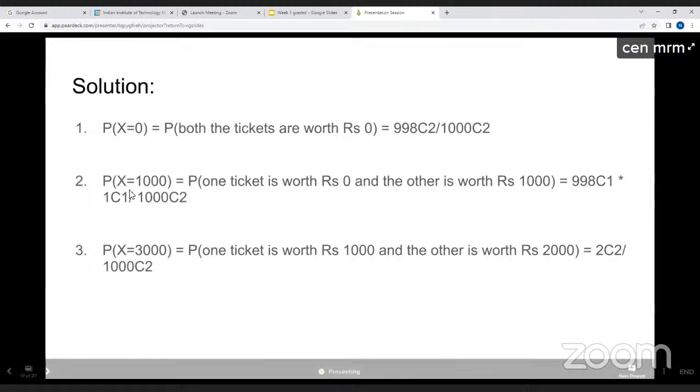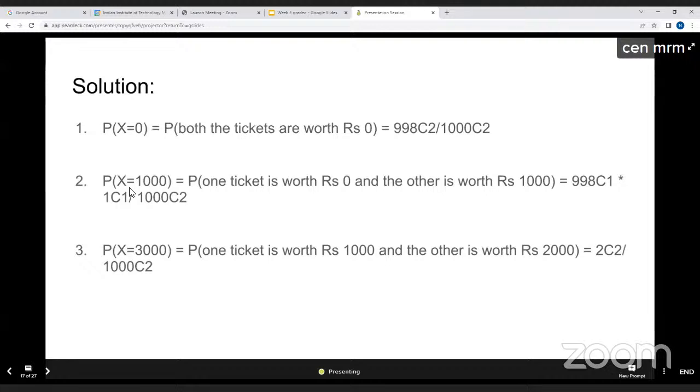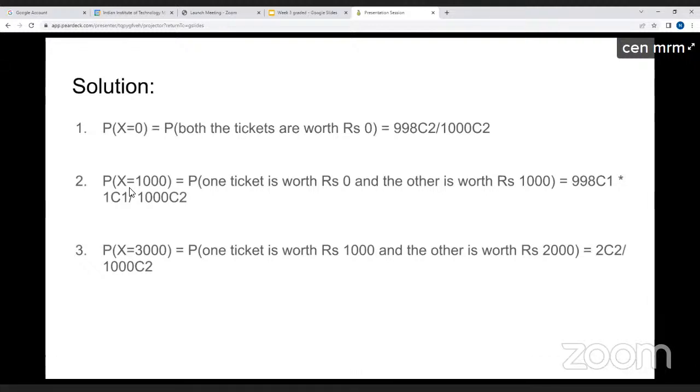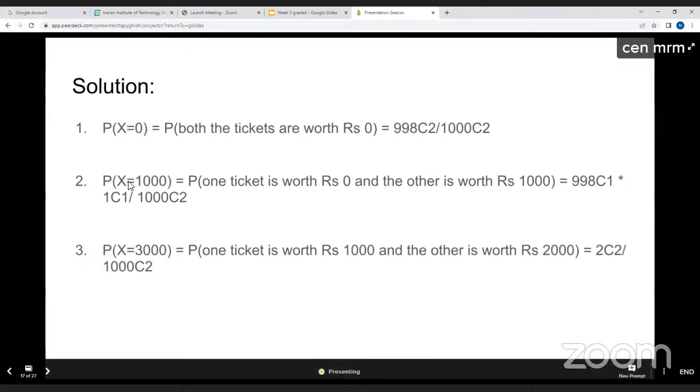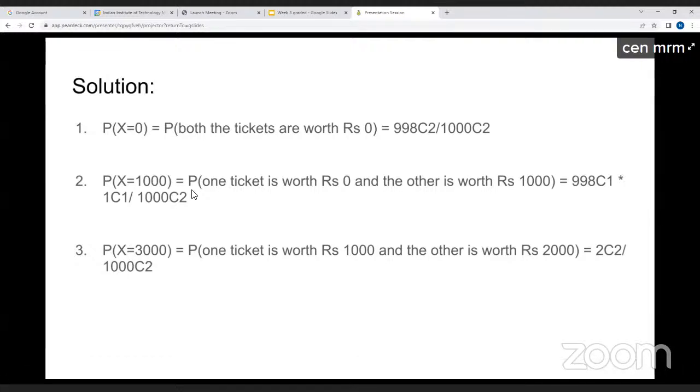The second one says their combined worth should be 1,000. Their combined worth can be 1,000 if and only if one ticket is 0 and the other ticket is 1,000. So one ticket should come from those 998 tickets, and the other ticket should come from those, I mean, no, sorry, just one ticket, because 1,000 is just one ticket. So it should be 998 divided by 1,000 choose 2, because you will have to select two tickets out of 1,000, where one ticket should be from the 998 and the other should come from the one. So 998 choose 1 times 1 choose 1 divided by 1,000 choose 2. I don't know what you will get after you solve this. So 998 times 2.